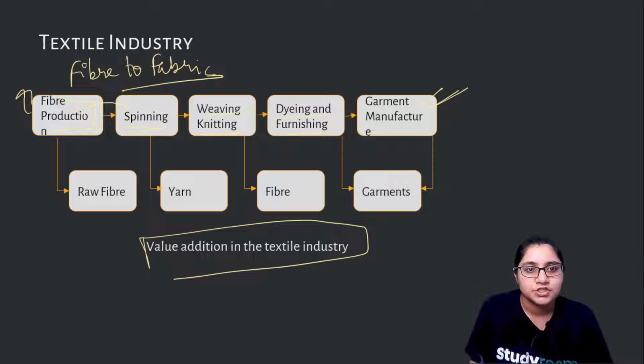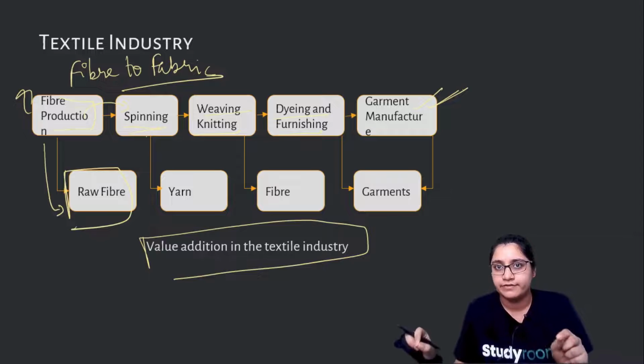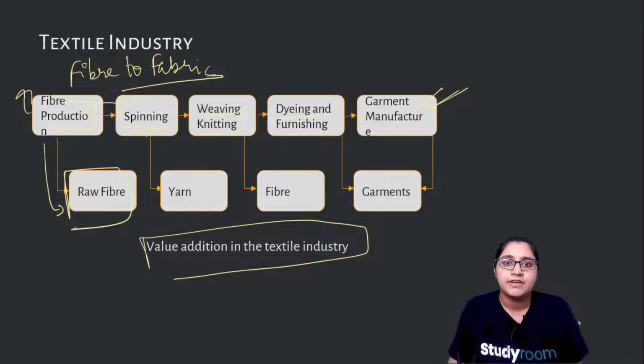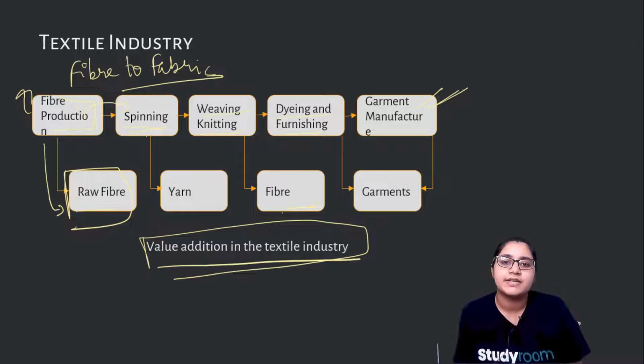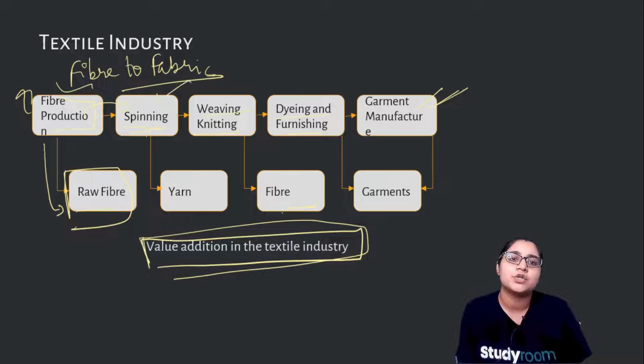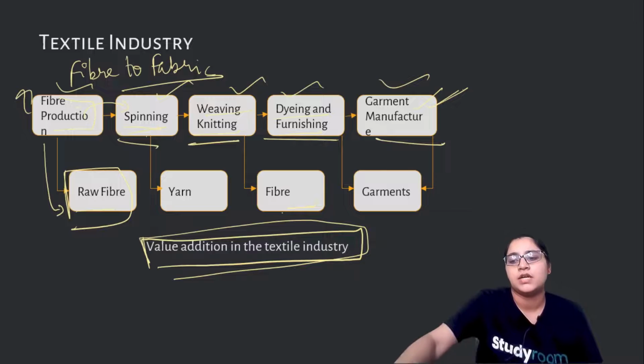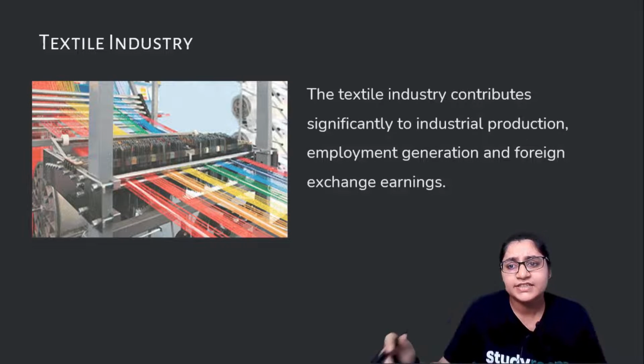This flow chart shows you fiber production. It was a raw fiber. Spinning is done. They are converted into yarn, a thread. Then weaving and knitting is done. Now because of dyeing, color is added, and then garment manufacture is completed. Value addition in the textile industry. So in this way, value addition to a certain product is done. Some value addition is done through spinning, some through weaving, some through dyeing, and then the final product is the garment. That is the textile industry.